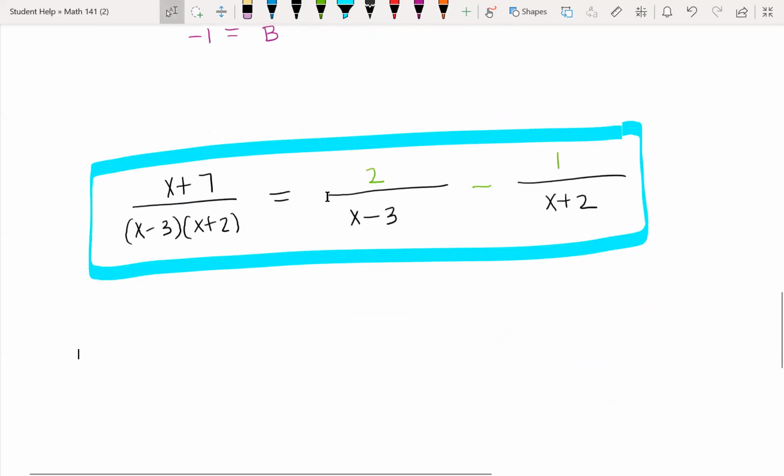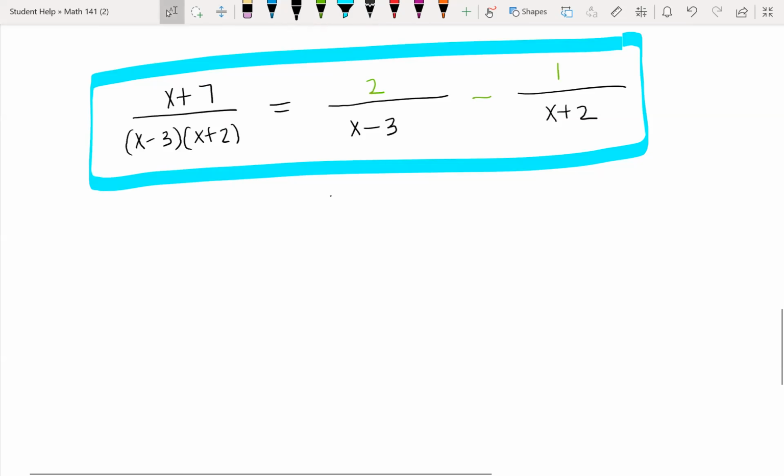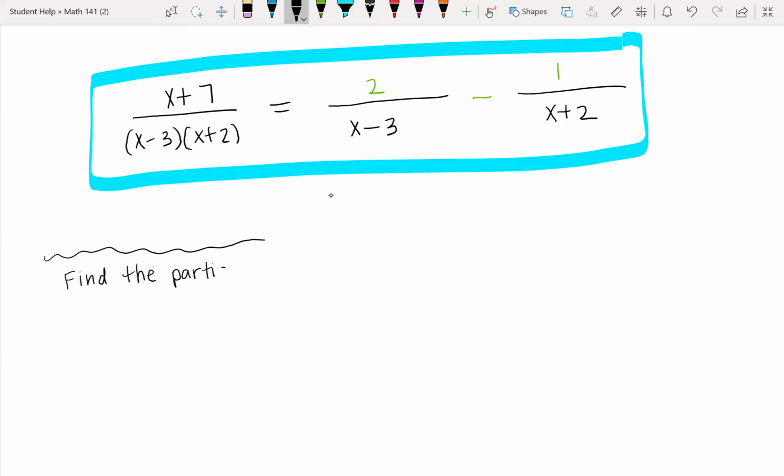All right, let's do another example like that, one that's a little bit more complex. Let's find the partial fractions of x squared minus x minus 4 over x minus 2, the quantity cubed.